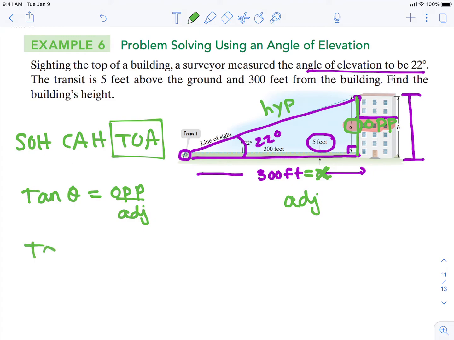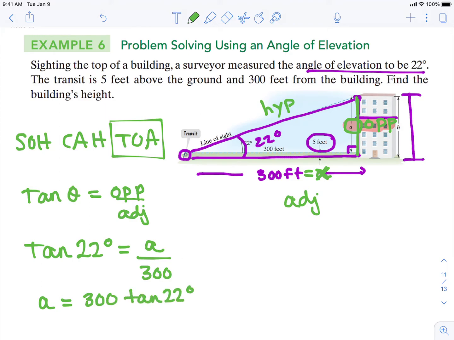So let's sub in what we know. The angle is 22 degrees. Side opposite is unknown, side A. And then side adjacent, 300 feet. We're going to solve for A, so we're going to multiply both sides by 300. And then we're going to type this into our calculator. The mode that we want to be in is degree mode. So this A value is approximately 121 feet.